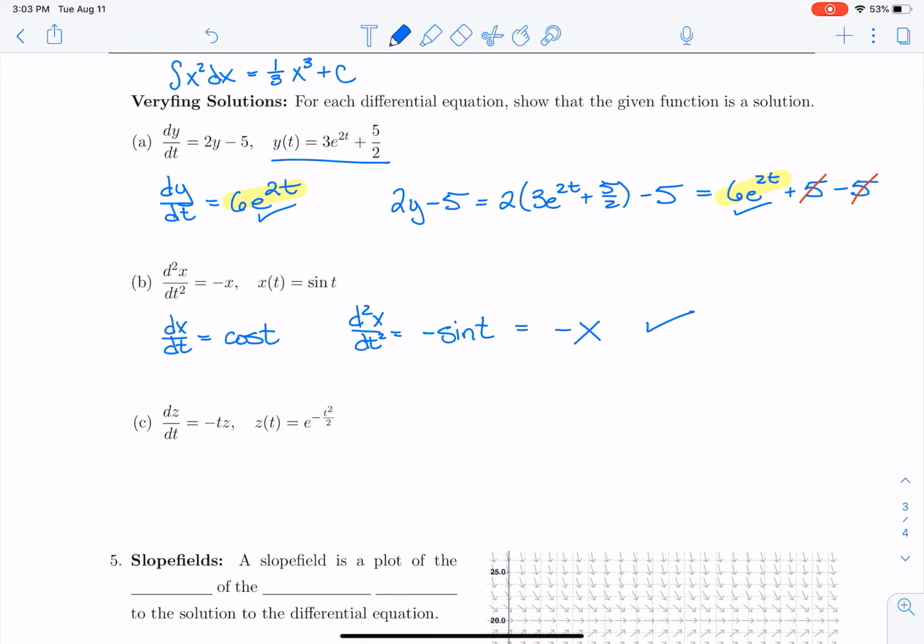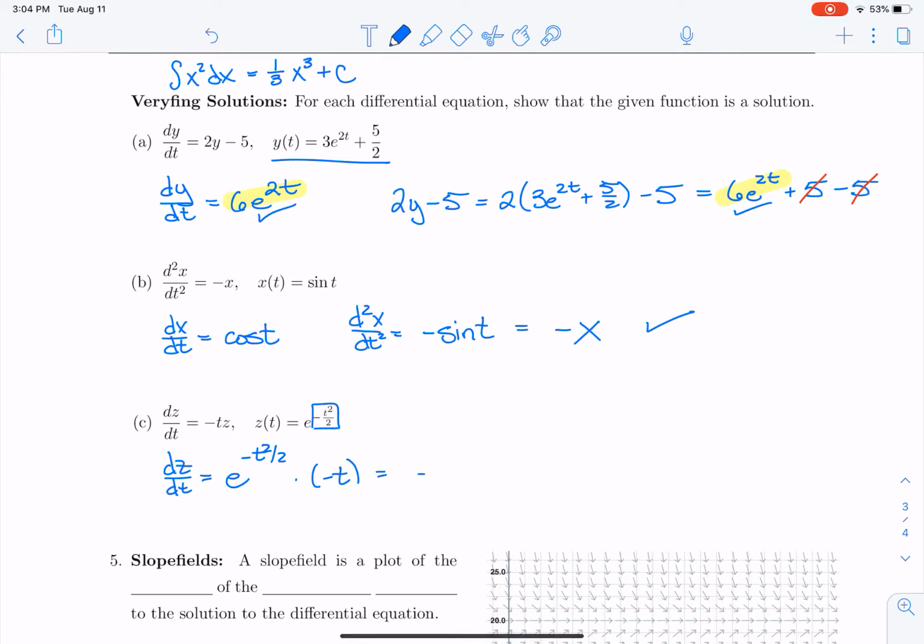Okay, let's do dz/dt is minus t times z. Eventually, we're going to learn how to solve this equation, and we'll find out that the solution is e to the minus t squared over 2. So let's take the derivative and see if that makes sense. So the derivative dz/dt is going to be e to the minus t squared over 2, itself, times the derivative of what's on the inside here, minus t squared over 2. So that's going to be minus t.